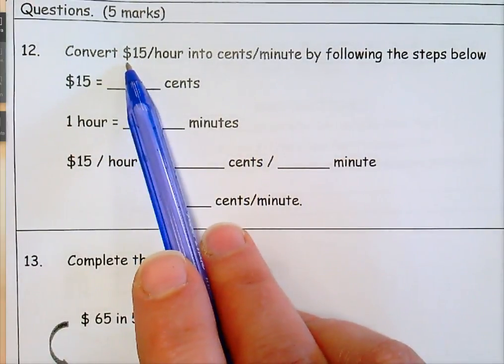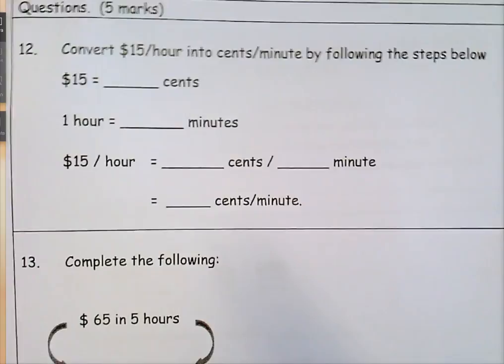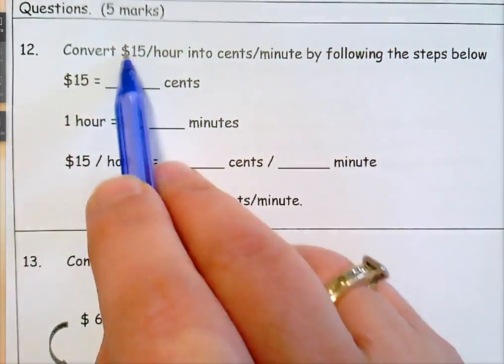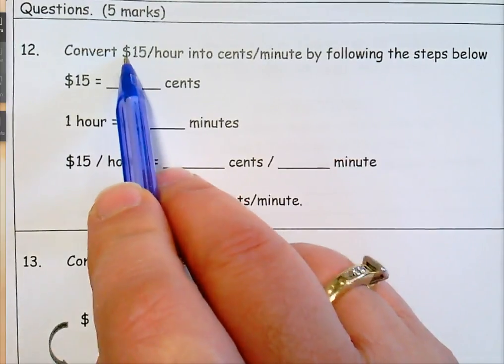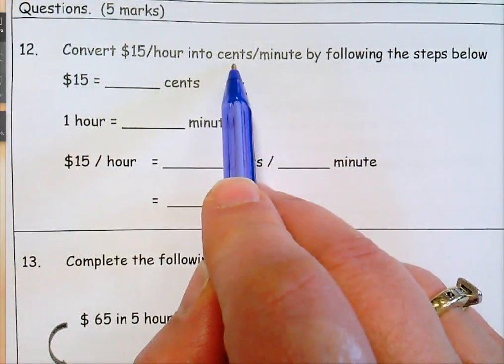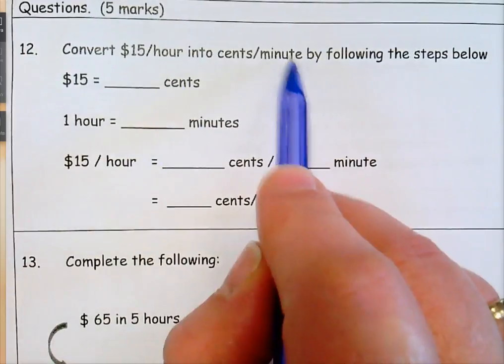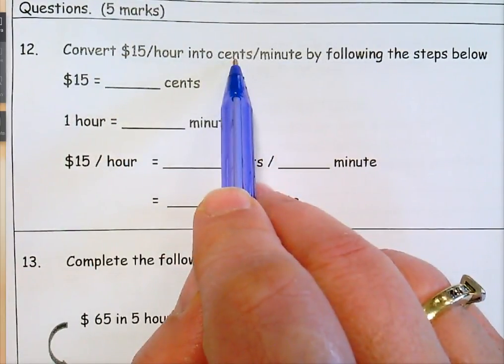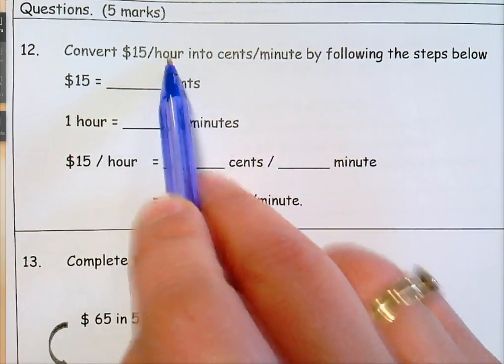If you're getting $15 an hour, and some of you will get paid that in the next couple of years, wherever you might work, convert it into how many cents you're earning every minute. So if you get $15 every hour, how many cents are you getting per minute? Look what's happening here. The $15 is the money bit. The $15 is now in cents, and the hour is now in minutes, the time. The money was in dollars, we have to convert it to cents, and the hours has to be converted to minutes.